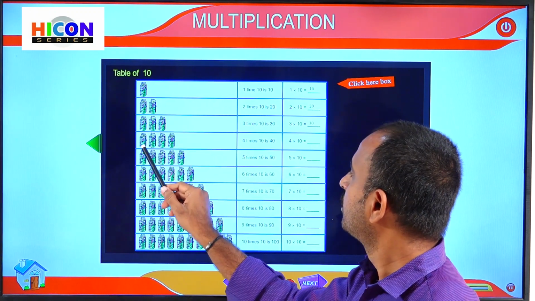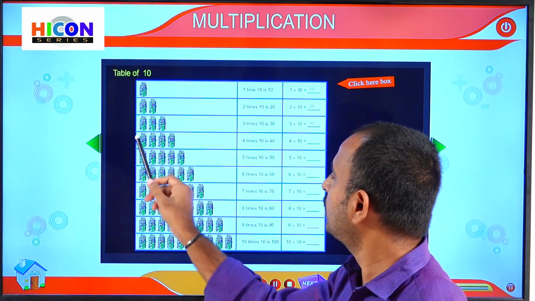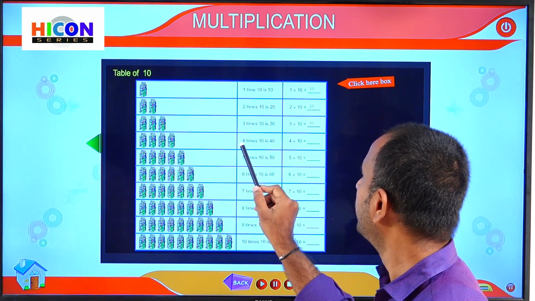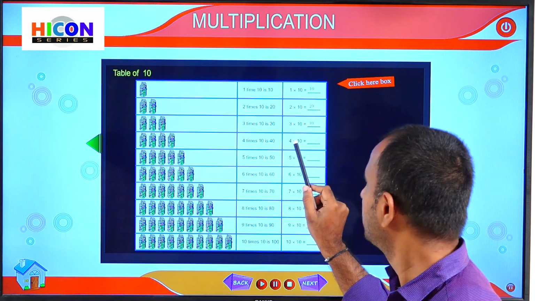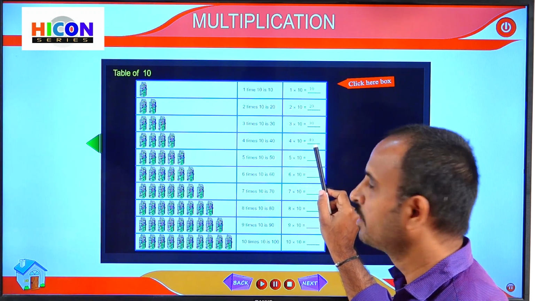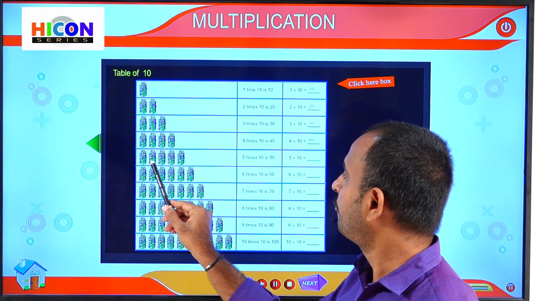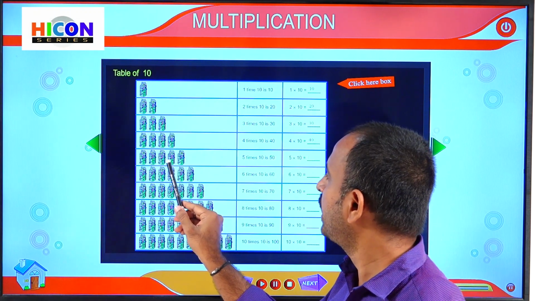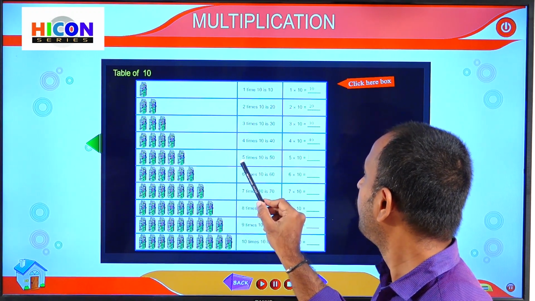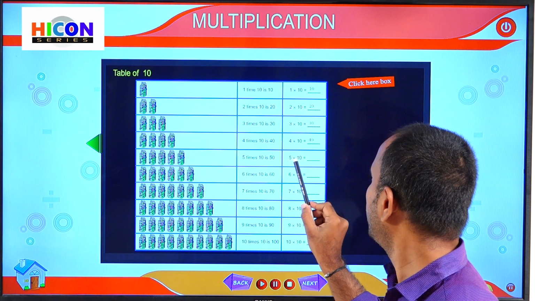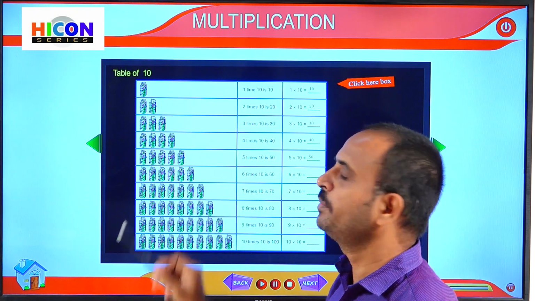So children, see the next one. So how many groups are there? 4 groups are there. Each group has 10 pencils. So total number of pencils can be obtained by doing 4 times 10. So 4 times 10 means 4 into 10, that is 4 tens are 40. So total there are 40 pencils. See the next one. Here 5 groups of pencils. Each group has 10 pencils. Total number of pencils can be obtained by doing 5 times 10. That is 5 into 10. That is 5 tens are 50. So total there are 50 pencils.